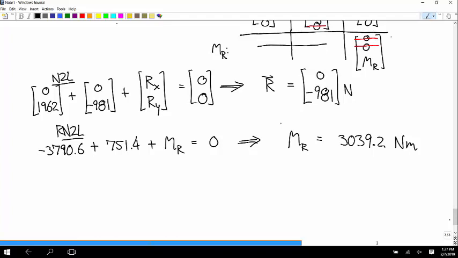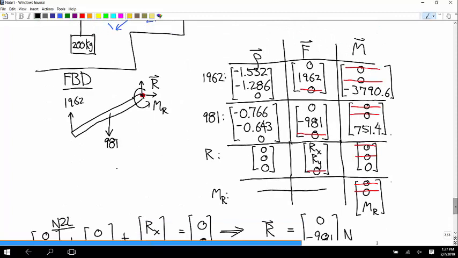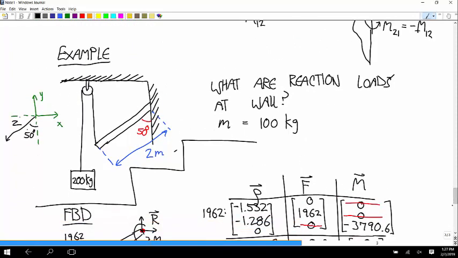Counterclockwise because it's positive. And so does it make sense if you look at this system that the wall has to apply a counterclockwise moment to counteract it? Yeah, if this pulled it freely here, this thing would start to rotate that way. And so to counteract that, the wall has to pull it that way.